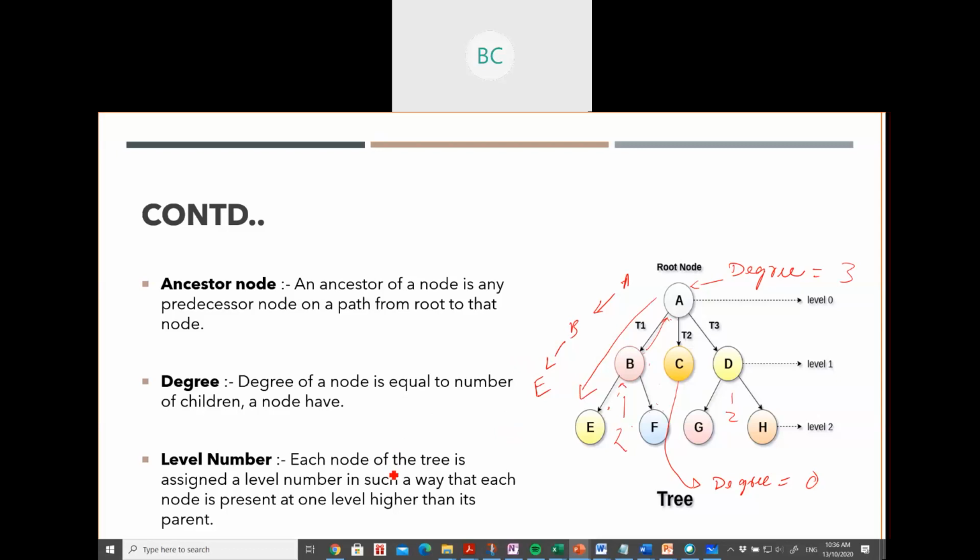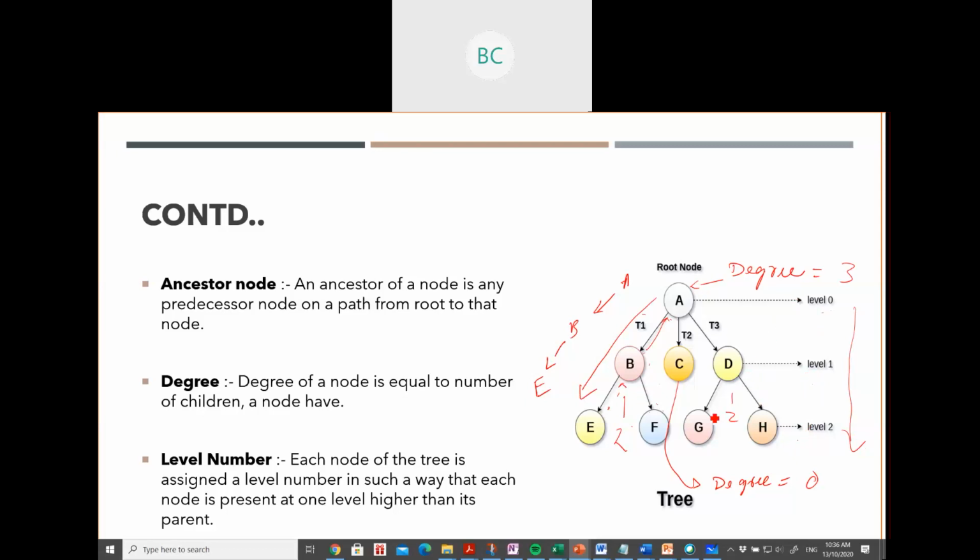Next comes your level number. Each node of the tree is assigned a level. So the level will always be counted from the top node. That means your root node is at level 0. Then the next level will be the children of A. Then the next level will be the children of B, C, D and all. So the level will always go downwards: level 0, level 1, level 2.